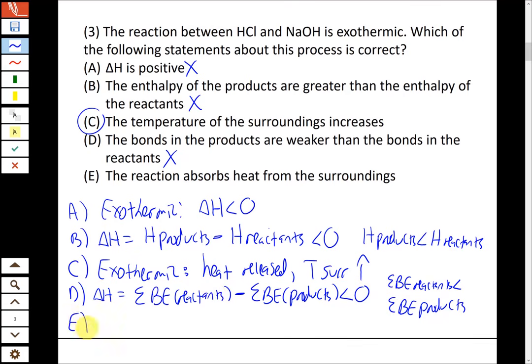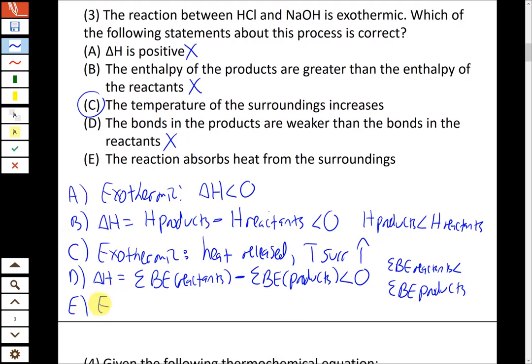All right, finally, last one, choice E to go through. The reaction absorbs heat from the surroundings. As we already said in analyzing choice C, if you have an exothermic reaction, that means the heat is negative. Delta H is a heat term measured at constant pressure, and so when you have a negative heat, that means heat is released. So it would be absorbed if it was endothermic, but released if it's exothermic. So this one is also incorrect, just to verify.